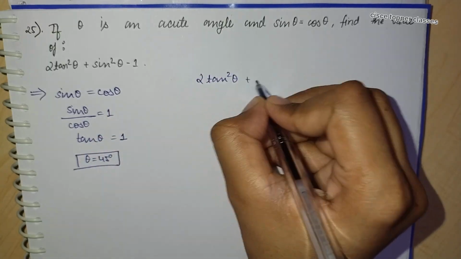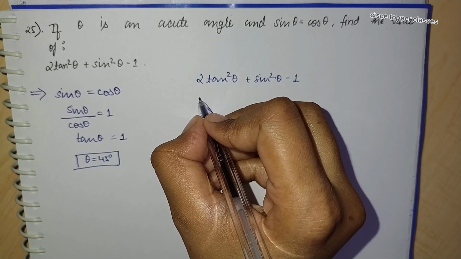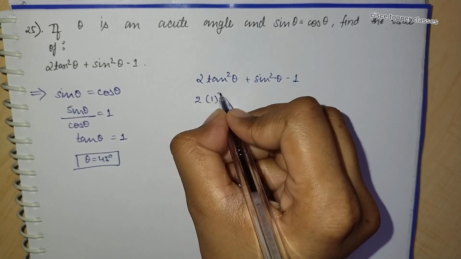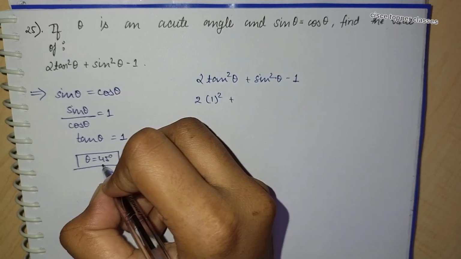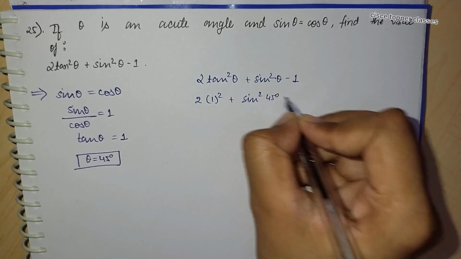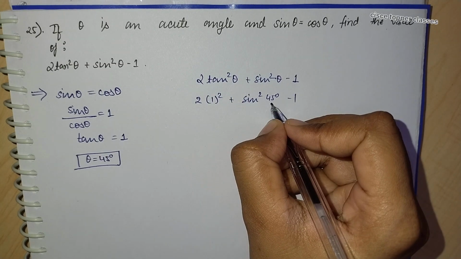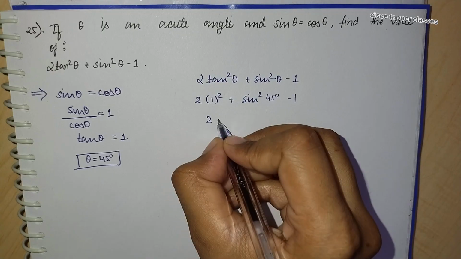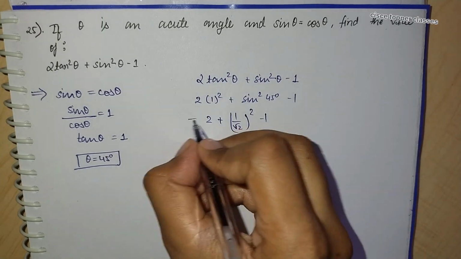2 tan square theta plus sin square theta minus 1. So 2 tan square theta will be 2 times 1 square, plus sin square theta, because this is 45 degrees, so we can put the value here, sin square 45 degrees minus 1. And we know sin 45 degrees is 1 by under root 2. So this will be 2 plus (1 by under root 2) whole square minus 1.